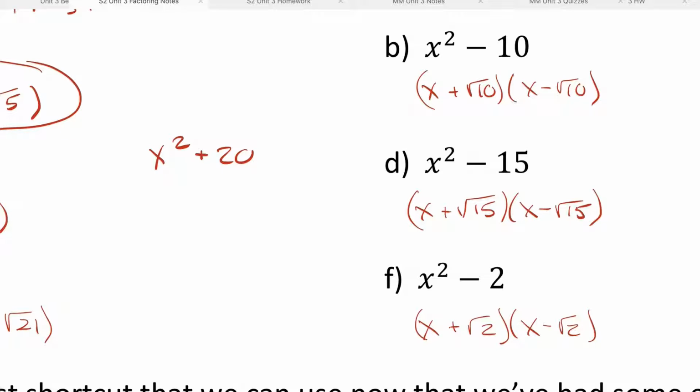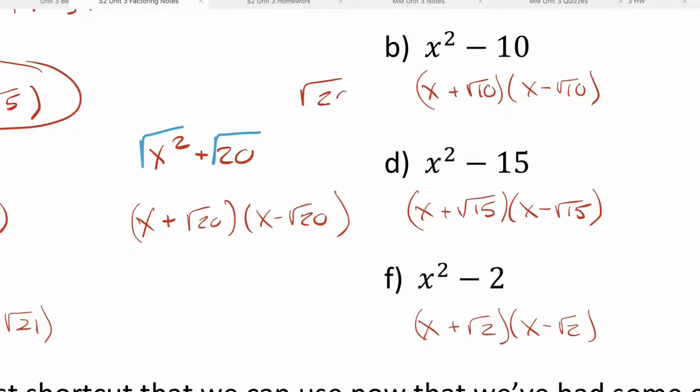So you'd want to do the same thing, you'd square root first and last term. That would end up giving us x plus the square root of 20 and x minus the square root of 20. However, in this example, we can simplify the square root of 20. And we've done those before.